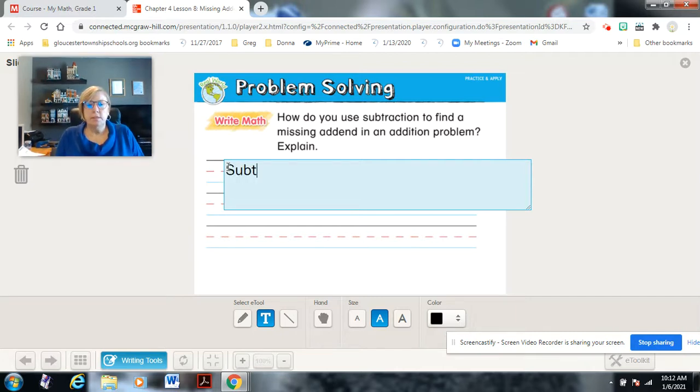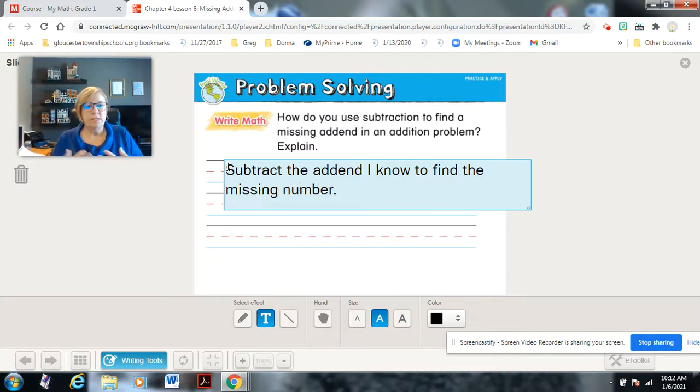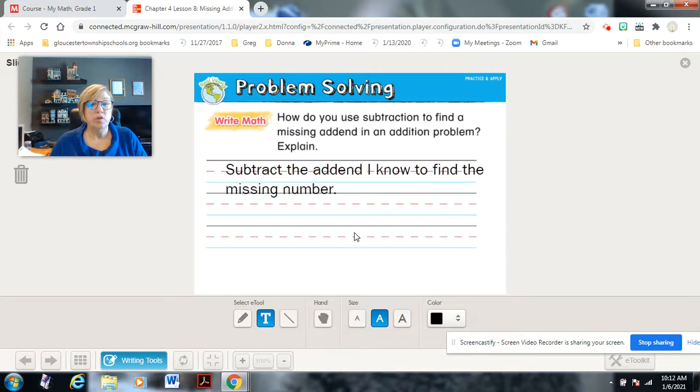Subtract the addend I know to find the missing number, right? So we take what we know, the information we know, to help us find what we need to discover, okay, or find.